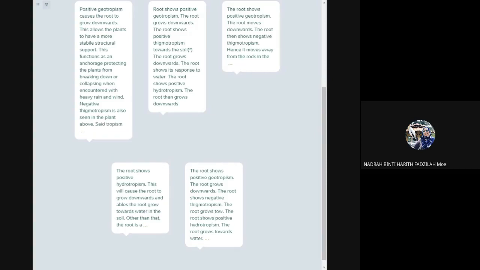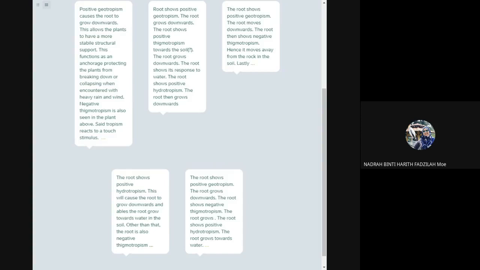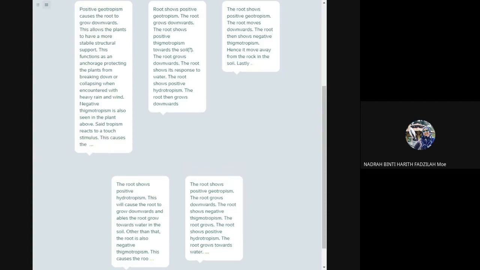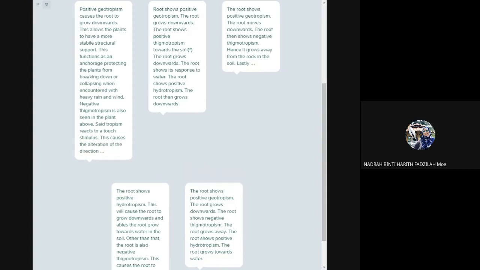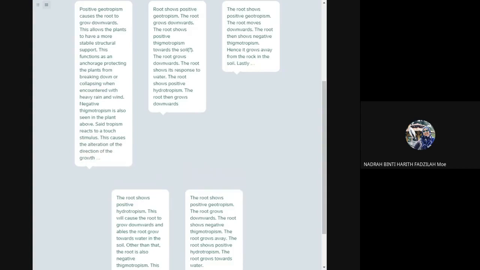Okay, good. Negative thigmotropism. So it grows away. Move away tu kita guna bila kita explain nastic movement. Kalau kita sebut move, kita guna untuk explain nastic movement, nastic responses. Dalam tropism, kita guna verb grow.